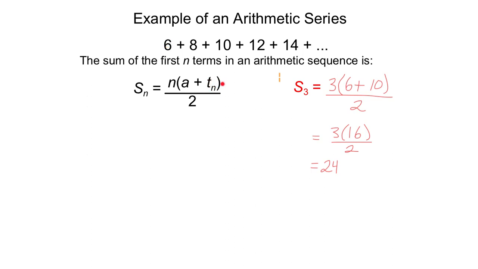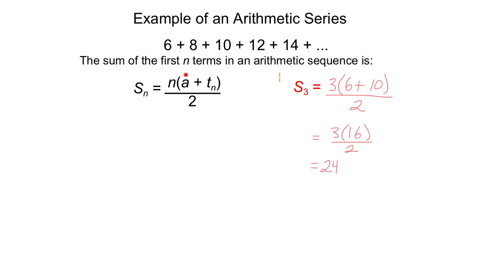Tn is the value of the nth term. So if I want to find the sum of the first three terms, I need to know the value of the third term. 1, 2, 3, 10 is the third term. That goes here. All of that divided by 2. Just follow BEDMAS: brackets first, then multiply and divide, and you get 24. That's the same sum I got when I just did 6 plus 8 plus 10.